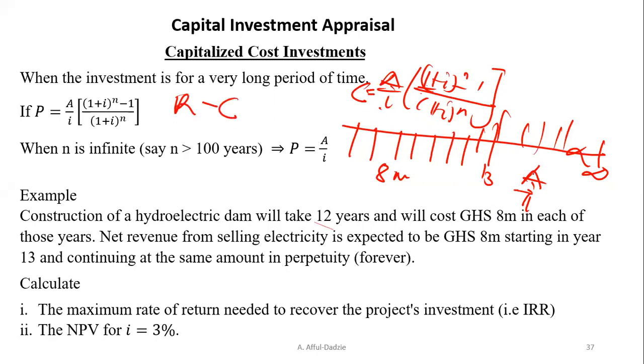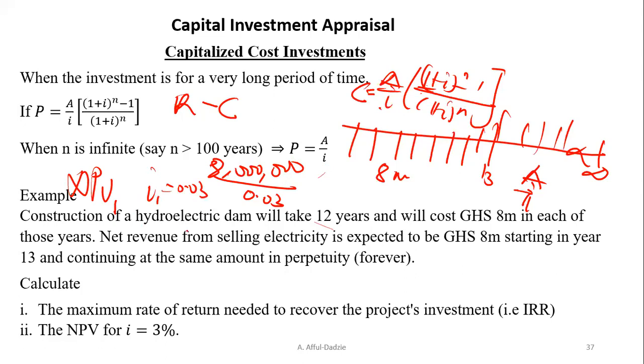So whatever you get, take the first interest rate as 0.03. So you can have 8 million over 0.03. This will give us the value for the revenue aspect. And then you also apply 0.03 here to give you the cost aspect. You find the difference, and you would have gotten NPV1 at interest rate 1, which is 0.03.